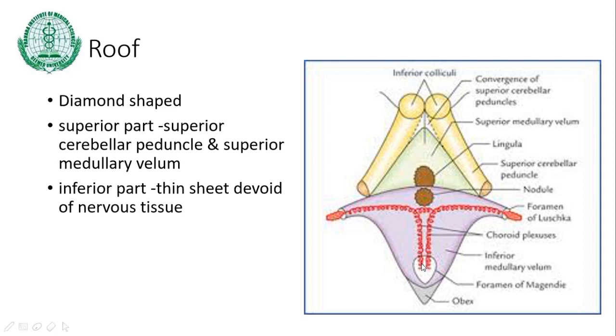Caudally, the continuity is broken because of the presence of the median aperture, through which the ventricle communicates with the subarachnoid space in the region of the cerebellomedullary cistern. The inferior medullary velum forms a small part of the roof in the region lateral to the nodule of the cerebellum. Some books mention that the whole of the inferior part of the roof is covered by the inferior medullary velum.